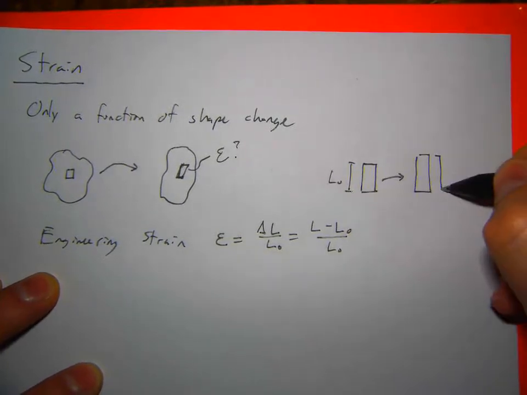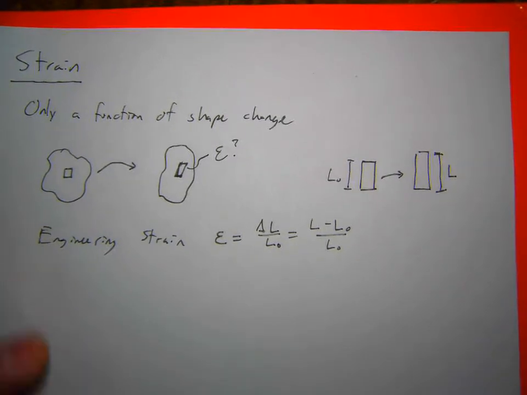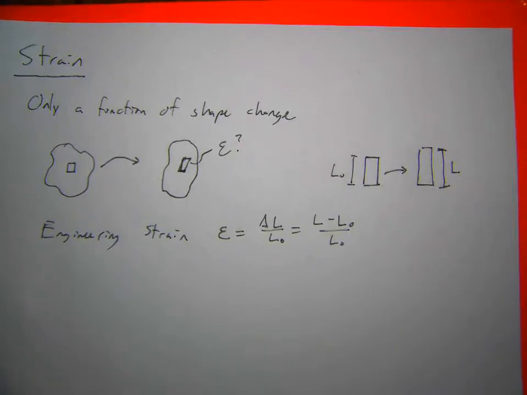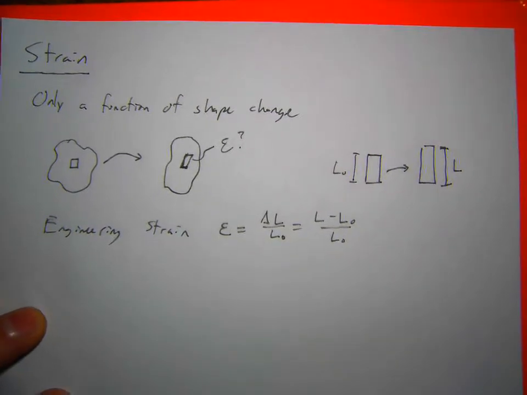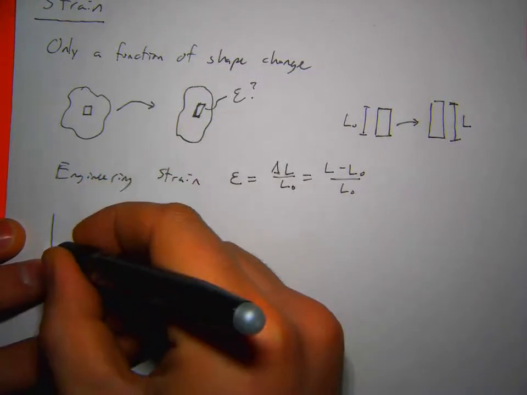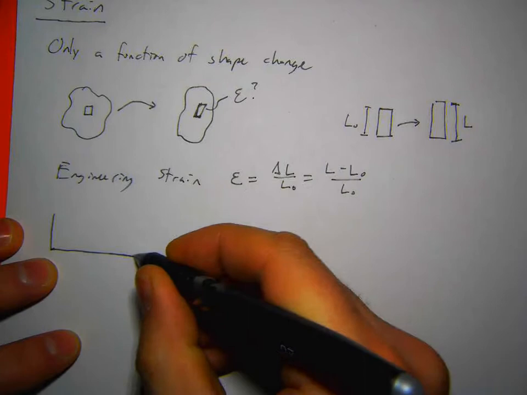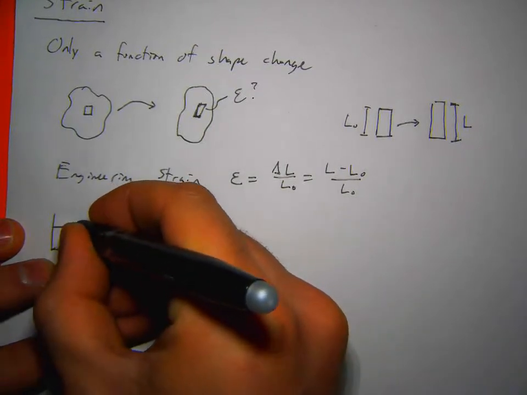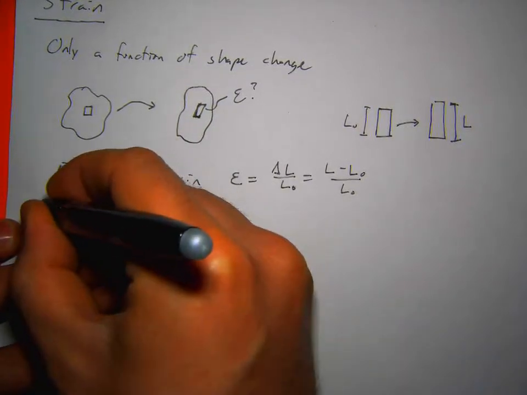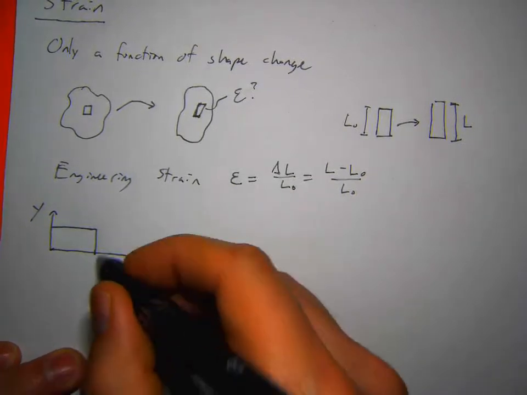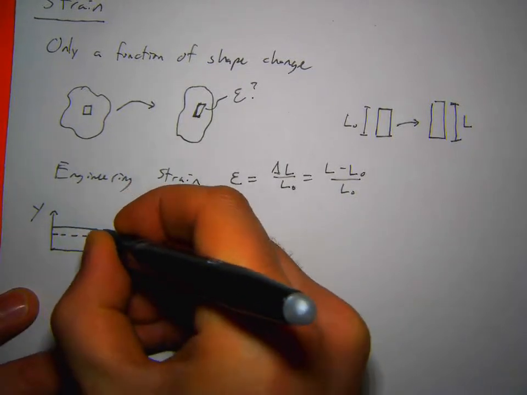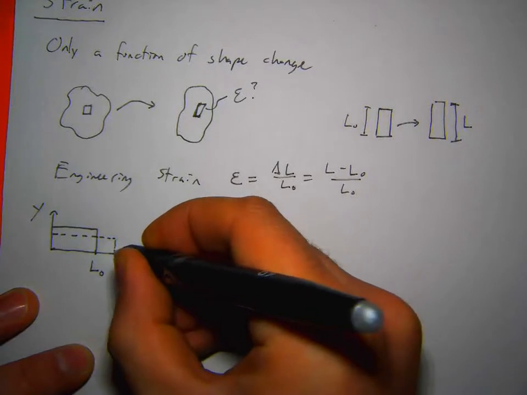L naught and L. I want to try to look at this problem first in a little bit more mathematical, more thorough way, before diving into what strain actually is, or how we calculate it fully out. So I'm going to say now I have some body initially here in my coordinate system x. I'm going to ignore the y direction for now. I'm just going to look at the x direction. Initially, this body has some length L naught, and in the end state, this body gets stretched out and has some new length L.